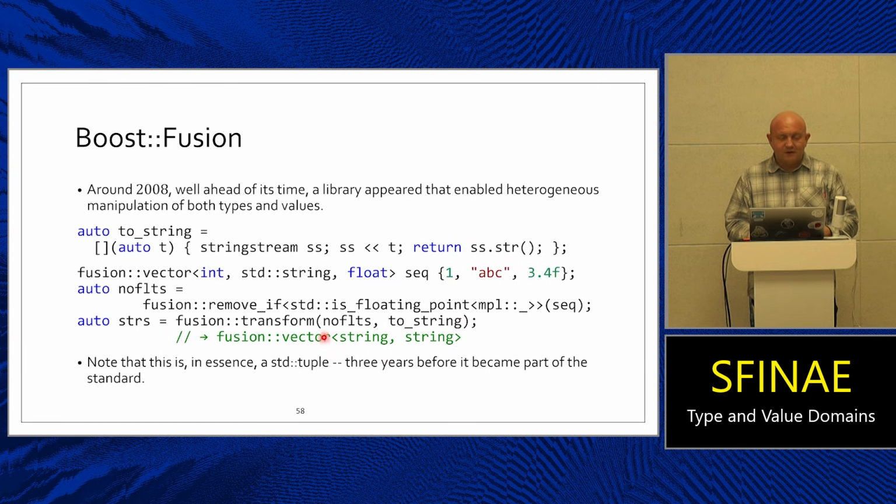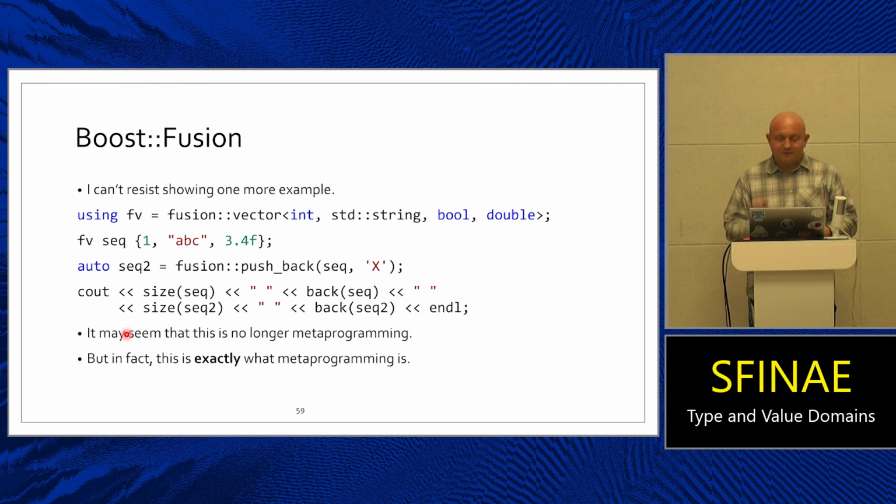And Fusion transforms values at runtime, but types at compile time. And let me show you one more, because it's too good to skip. We create a Fusion vector, push something into it, check its size, its last element. Everything looks like runtime work, but all of that still happens with compile time knowledge. It looks like regular code, but it is metaprogramming. The very essence of mixed computations: compile time types, runtime values working together.